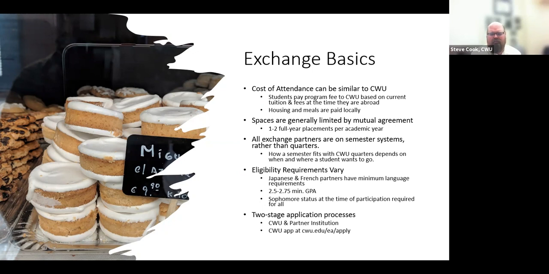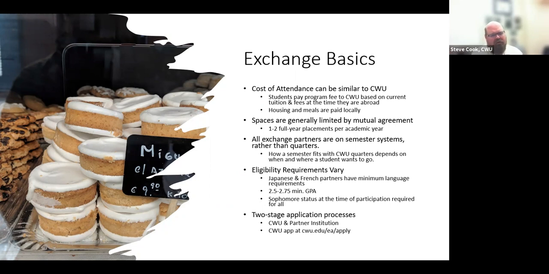Spaces are generally limited according to the agreement between the two institutions. And generally that's the equivalent of 1 to 2 full year placements per academic year. So if we were going to send a student to one of our partners for 2 semesters, that would be considered 1 full year placement. Whereas if we sent 2 students for 1 semester each, that would also be a 1 full year placement. So the math depends on what students are interested in as far as duration, and also what the agreement says. As I said a moment ago, all exchange partners are on semester systems.